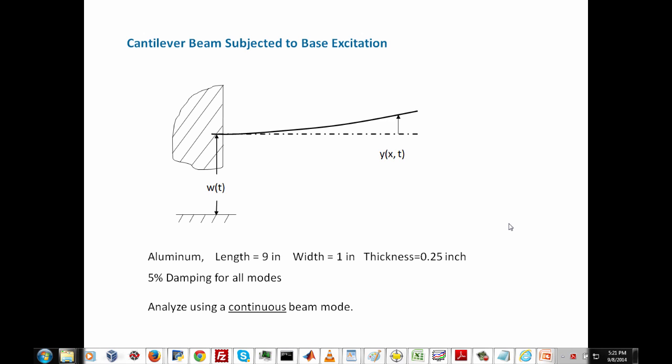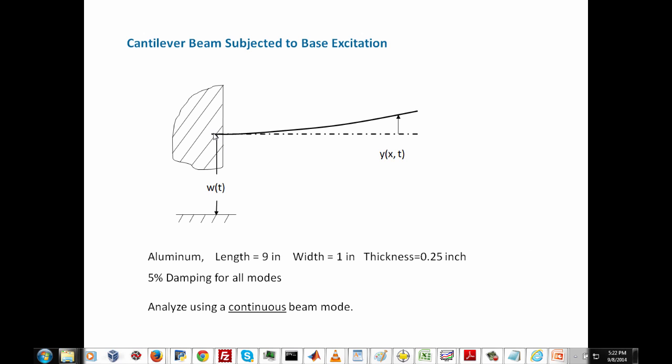We're continuing on with our stress velocity webinar unit, and this is the second part. In this diagram, we have a cantilever beam subjected to base excitation, and we're going to do a continuous beam model. That is, we're going to start with the governing partial differential equation of motion and solve that. I've got papers on my blog that go through that derivation process.